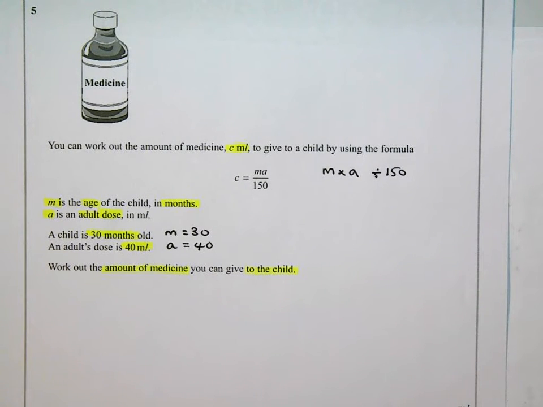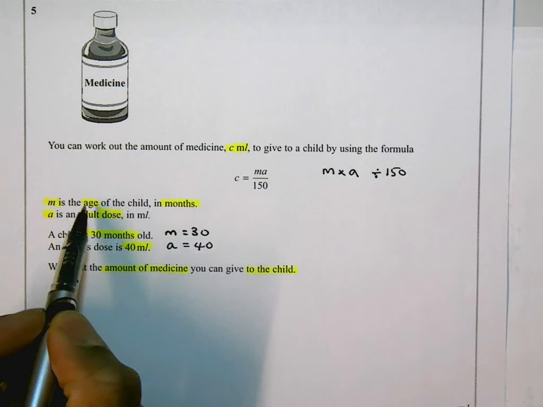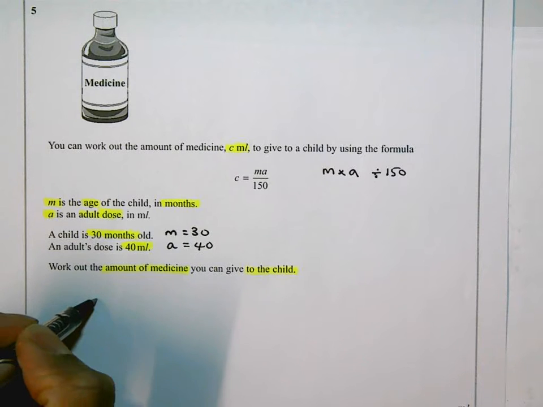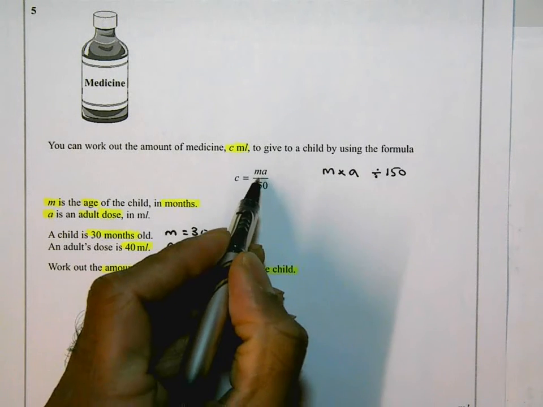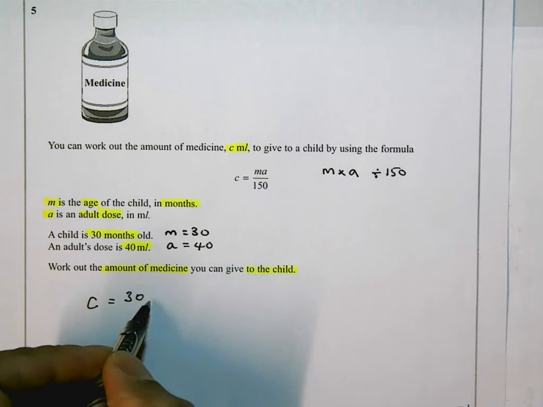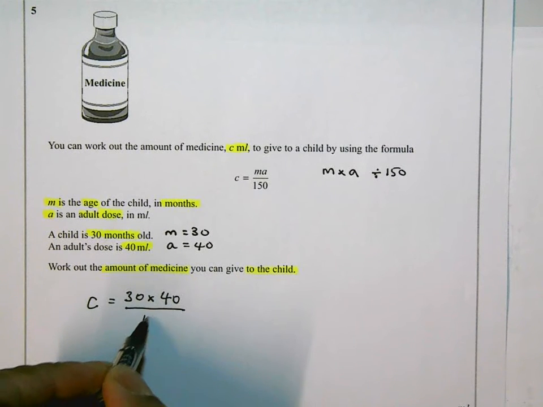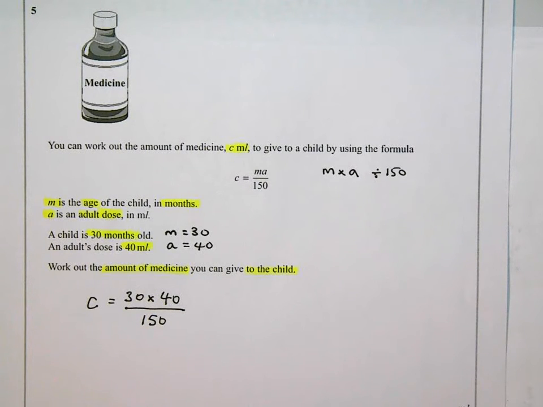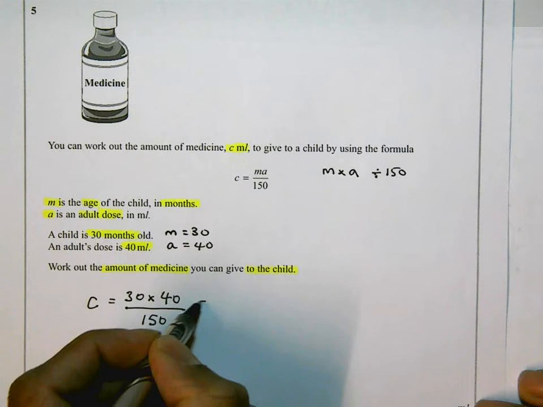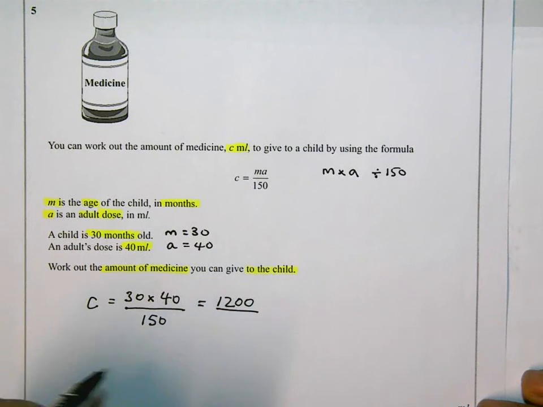So that basically means you need to work out C, the amount of medicine you can give to a child who is 30 months old, and the equivalent adult dose is 40 milliliters. So you need to work out C. M in the formula is 30 times A, which is 40, and all of that you're going to divide by 150. Okay, so you need to break this down and work it out. 30 times 40, well, I'm going to do 3 times 4 is 12, and there are 2 zeros in that calculation, so it's 1200, and I'm going to divide that by 150.